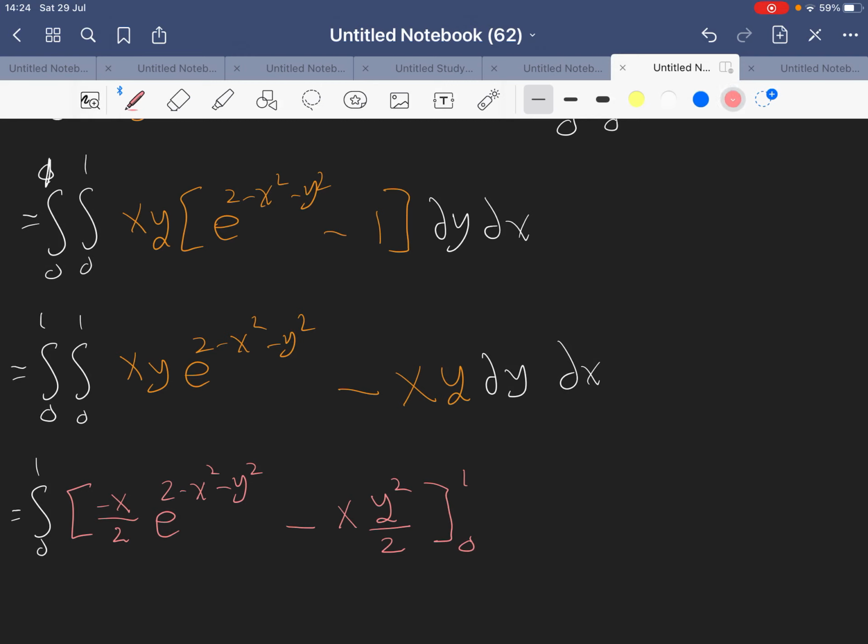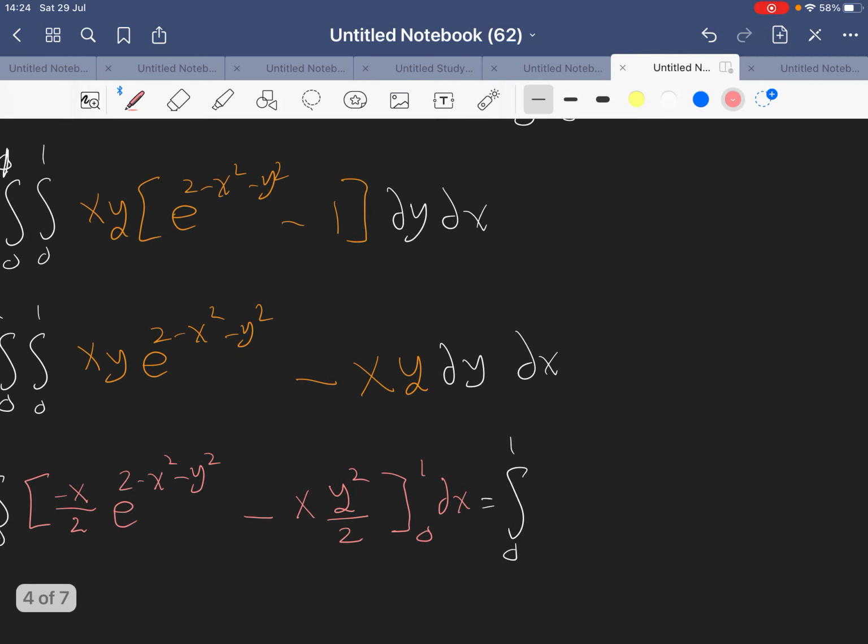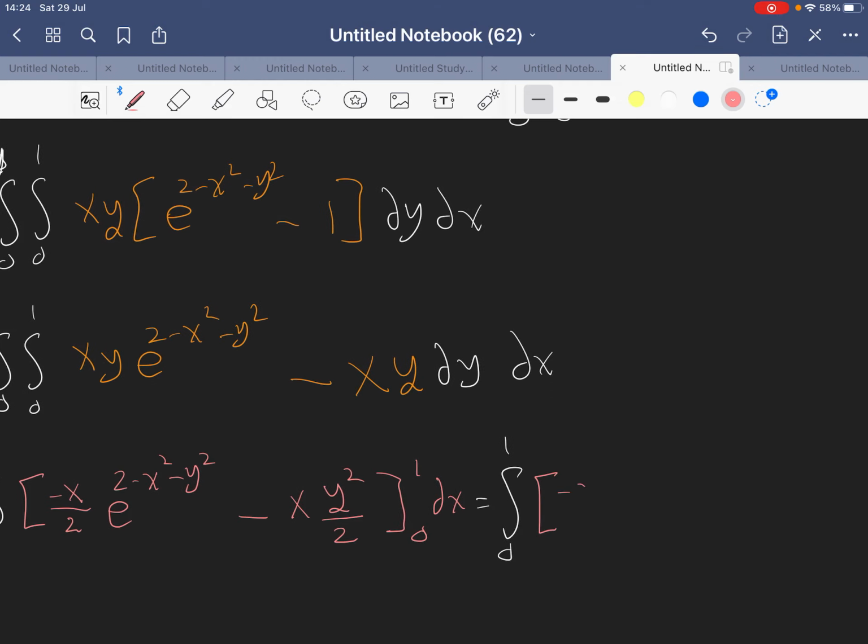If we just evaluate from 0 to 1, what we will get is the following. We get 0 to 1. The one in purple, if we substitute 1, this will be negative x over 2 e power 1 minus x squared. The second one will be negative x over 2. Now, if we substitute 0, this would be just plus x over 2 e power 2 minus x squared, dx.